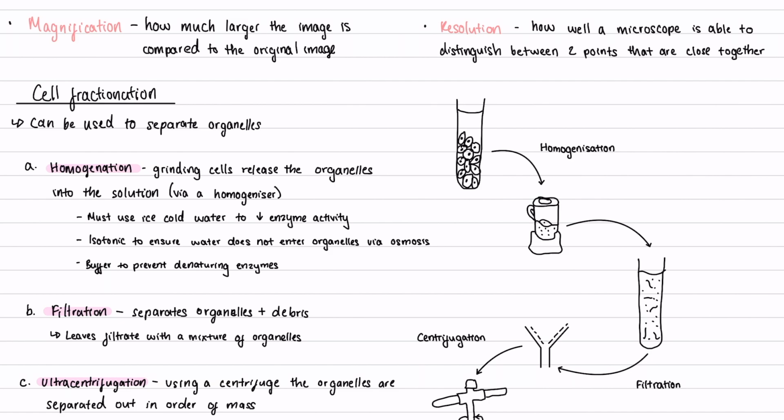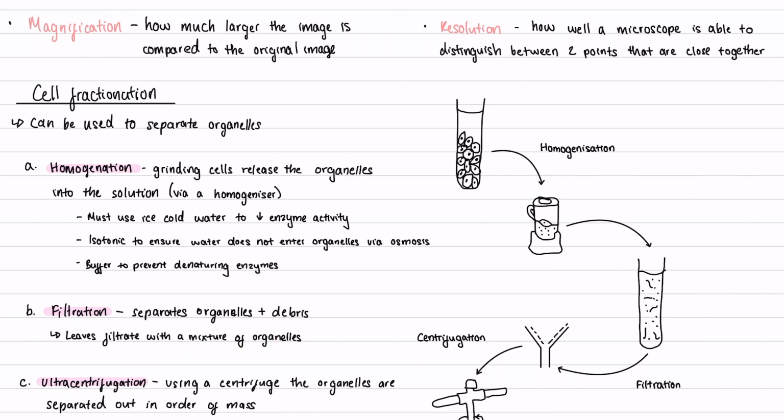So the solution containing the cells is then put into a homogenizer, which is like a blender, and this machine will grind the cells to break them up and break the plasma membrane to release the organelles into the solution. This new solution with the organelles is called the homogenate. Now the homogenate is filtered, so the large debris that wasn't broken up properly are removed.